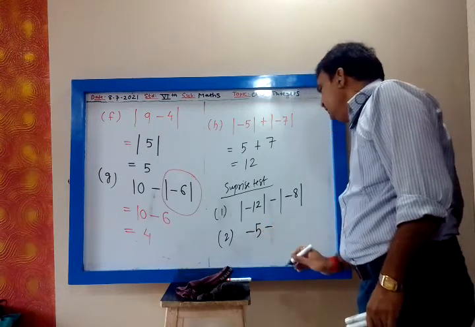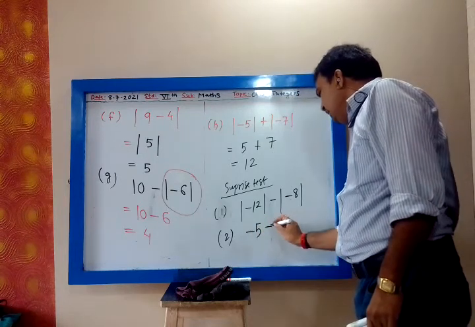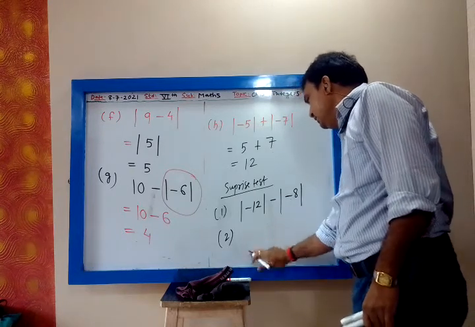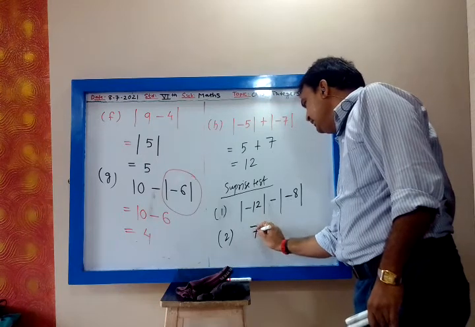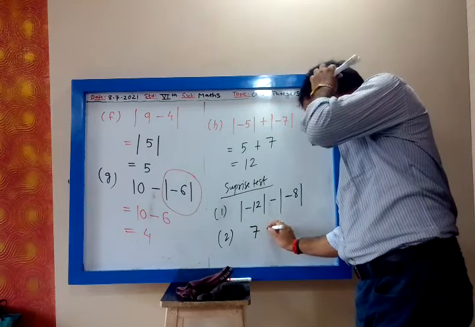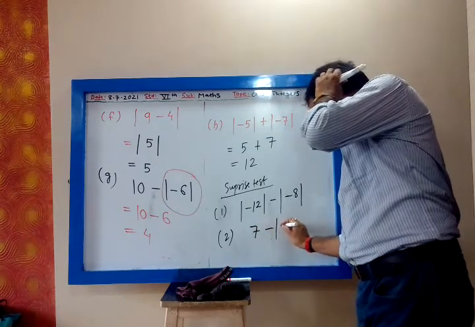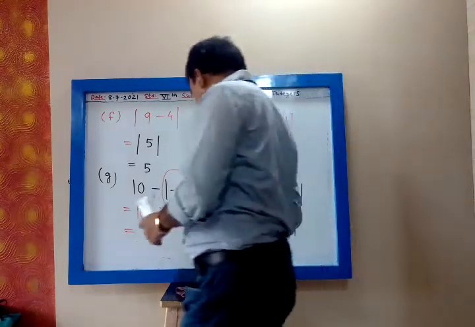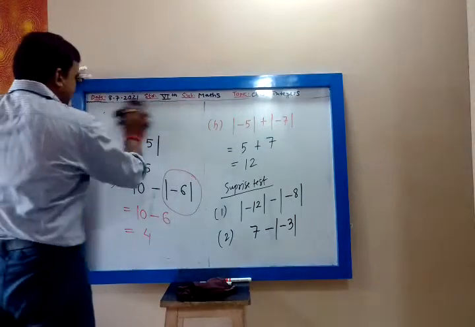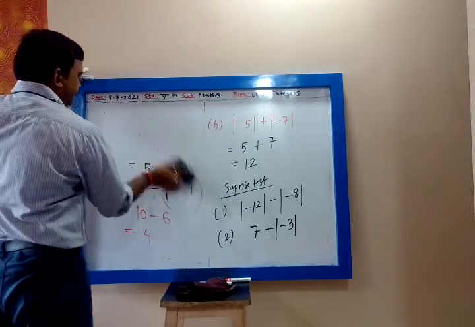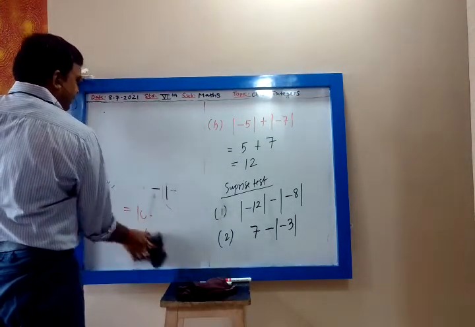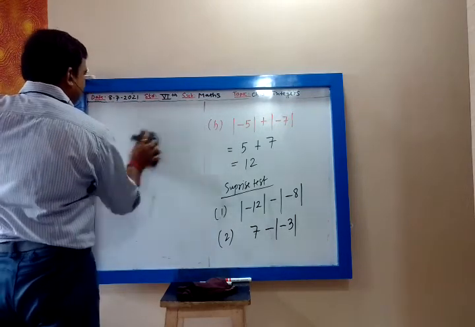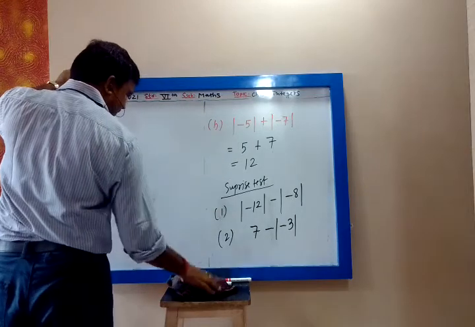absolute value of minus 5. Then 7 minus absolute value of minus 3. Start solving. Then these are absolute value. Vertical bracket means absolute value bracket, my dear. Just remember.